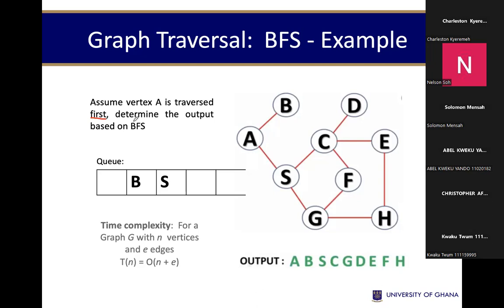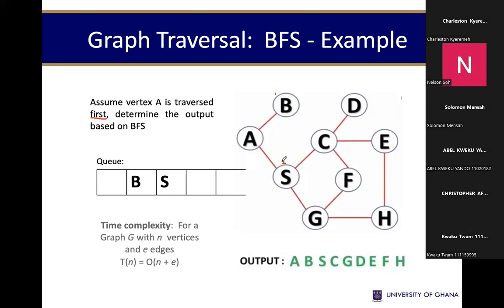So if A is a starting vertex, then in this situation, remember, all vertices which are adjacent to A have to be placed at the back of the queue. So what do I do? A is adjacent to B and also adjacent to S. So once I have A, I'm going to have B, and I'm going to have S as number 2.